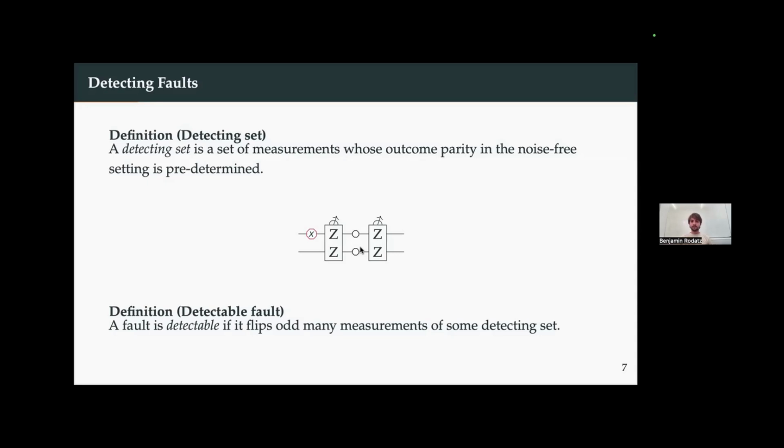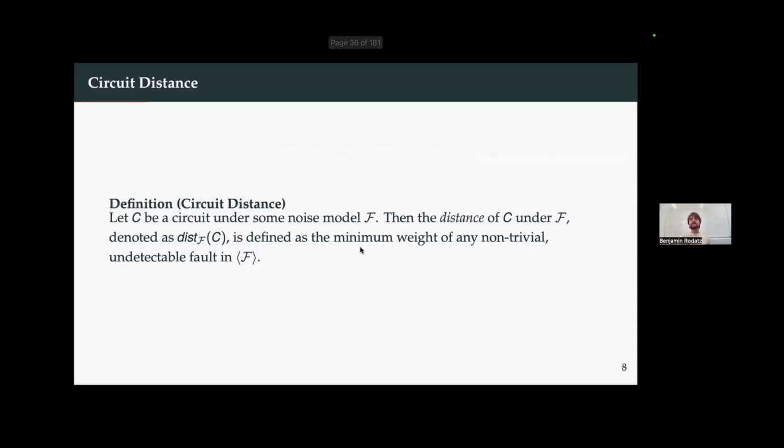For the purposes of this talk, the important part is that we have these measurements where we expect a certain outcome, and if that expectation is violated, we know that something went wrong. And then, similar to quantum error correction, we define this notion of distance. In quantum error correction, the distance of a code is the minimum weight of all non-trivial, undetectable faults. In a very similar way, we can define a notion of distance for quantum circuits, where the distance of a quantum circuit is, once again, the minimum weight of all non-trivial, undetectable faults. So this is a very natural generalization of this notion of distance.